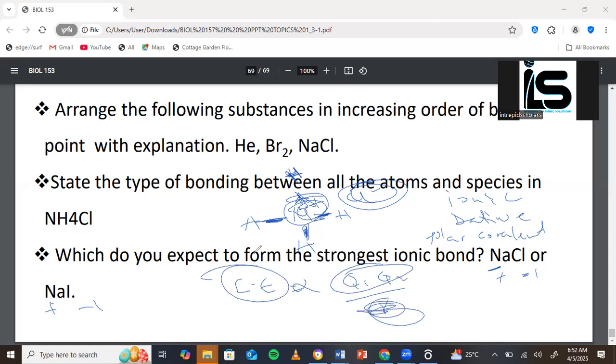To the sizes. Now, there is sodium in both cases, which is common, but chlorine and then iodine. Iodine has a larger size. And inverse proportionality means that once you have a larger size, you have a lower lattice energy. Once you have a lower lattice energy, you have a lower ionic bond strength. If you have a higher lattice energy, you have a higher ionic bond strength. So that is it, right? So this one that has a smaller size will have a higher lattice energy, and therefore will have a stronger ionic bond.